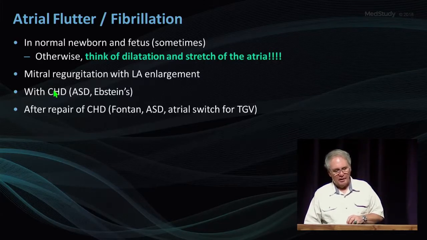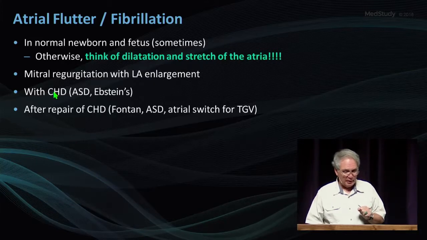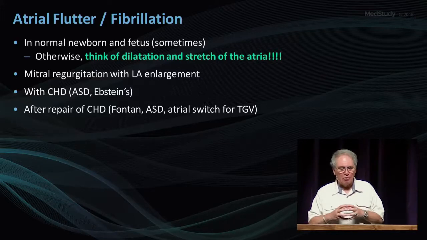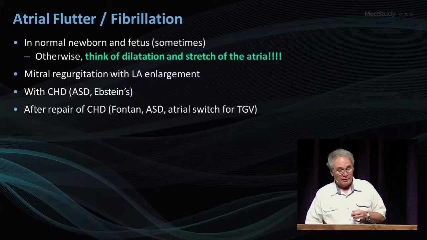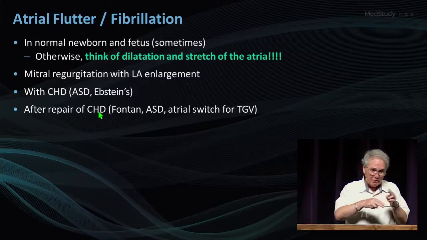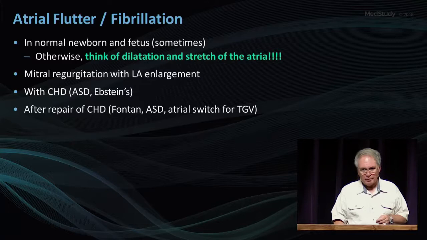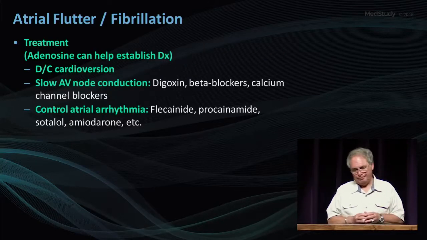Outside of that setting, if you encounter a pediatric patient with atrial flutter or atrial fibrillation, they usually have some underlying structural heart disease, something that's causing dilatation, stretch of the atria, such as AV valve regurgitation, mitral regurg with left atrial enlargement, certain forms of congenital heart disease, and certainly after repair of congenital heart disease, where there's extensive atrial stitching and surgery, that's a setup for atrial flutter. Okay, what do you do about it?